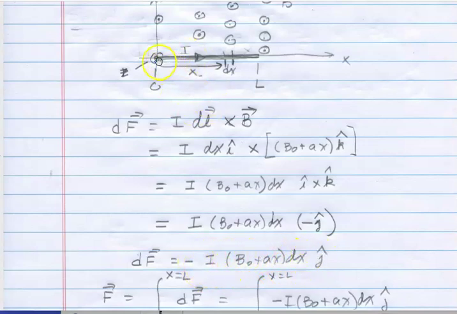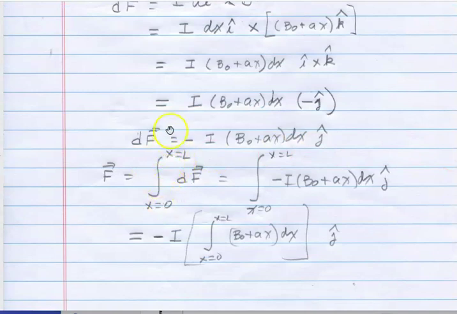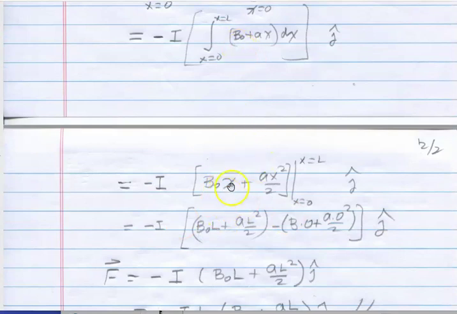And now I want to add up all of them, from x equal to 0 for the infinitesimal pieces down here, add up all of them till finally you get to x equal to L. So I have to add up all these dF's from x equals 0 to x equal to L, which gives me this integral to do. Again, I can pull out some constants. Minus I can pull out. The j hat you can pull out. It's a constant unit vector, but I can pull that outside the integral. And then I'm just left with this basic integral to do, which I did. That integral is B naught x plus A x squared over 2, and I have to evaluate it from x equal to 0 to x equal to L.